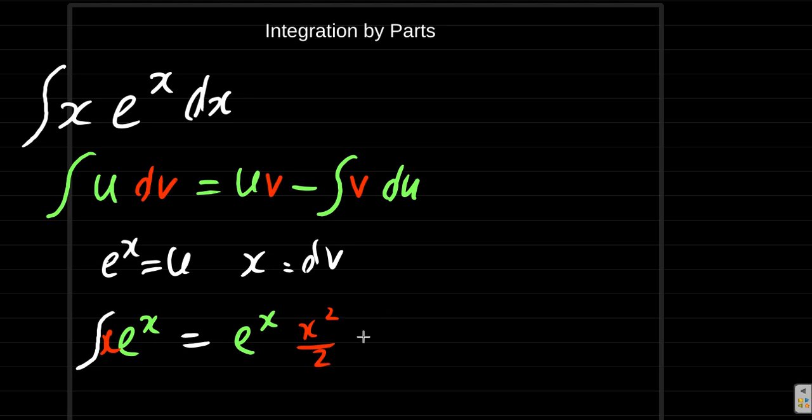Alright? Minus the integral of v, which is the same, x squared over 2 times du. Now, you're moving from u to du. U is our e to the x. When you differentiate e to the x, you get e to the x. Now, how does that help us? It seems as if we're in more trouble than we started with.